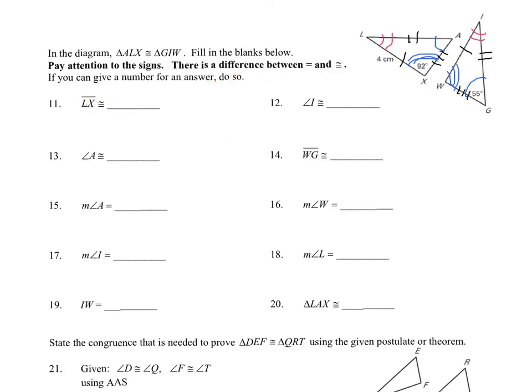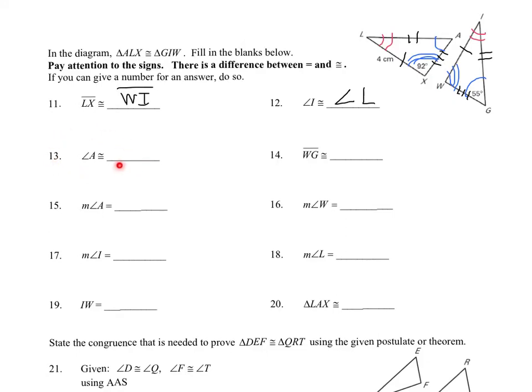So LX. LX right here is congruent to what other side? Well, we already said that's congruent to WI or IW. You can say it either way. I don't really want to write it twice, so just take your pick, either IW or WI. All right, number 12, angle I, that's up here. We already know that is congruent to angle L, and notice that's the symbol that's being used, congruent. So it's not asking for the degrees, it's asking for what angle it's congruent to.